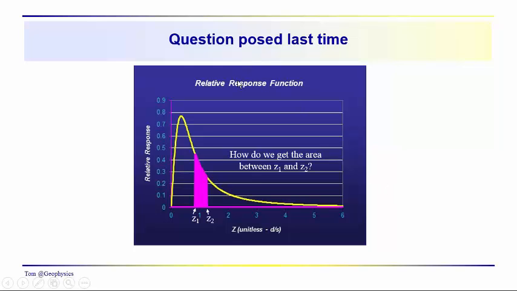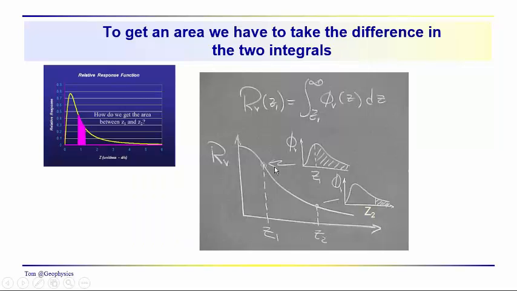So the question that we posed the last time was, okay, we know that a layer, let's say the second layer, between z1 and z2 will contribute to the apparent conductivity in proportion to this area under the relative response function. So the question is, okay, how do we get this area between z1 and z2? And of course, you could just do the integral of phi V of z from z1 to z2. That would be one way to do it.